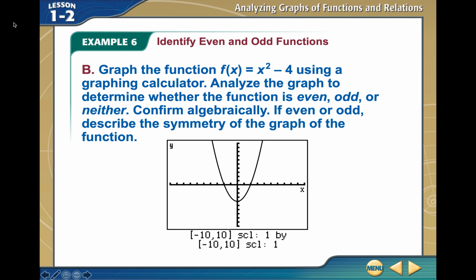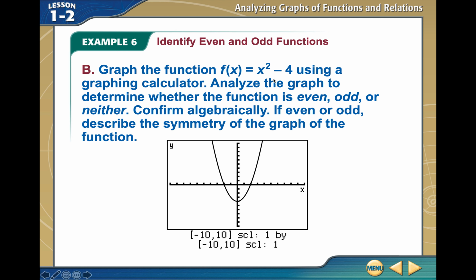Now, looking at this graph, it shows us that this side is a mirror of this side, which is about the y-axis. So it is symmetric about the y-axis. So it is even. Since it's symmetric about the y-axis, this means that this function is even. Now, how could we find it algebraically?